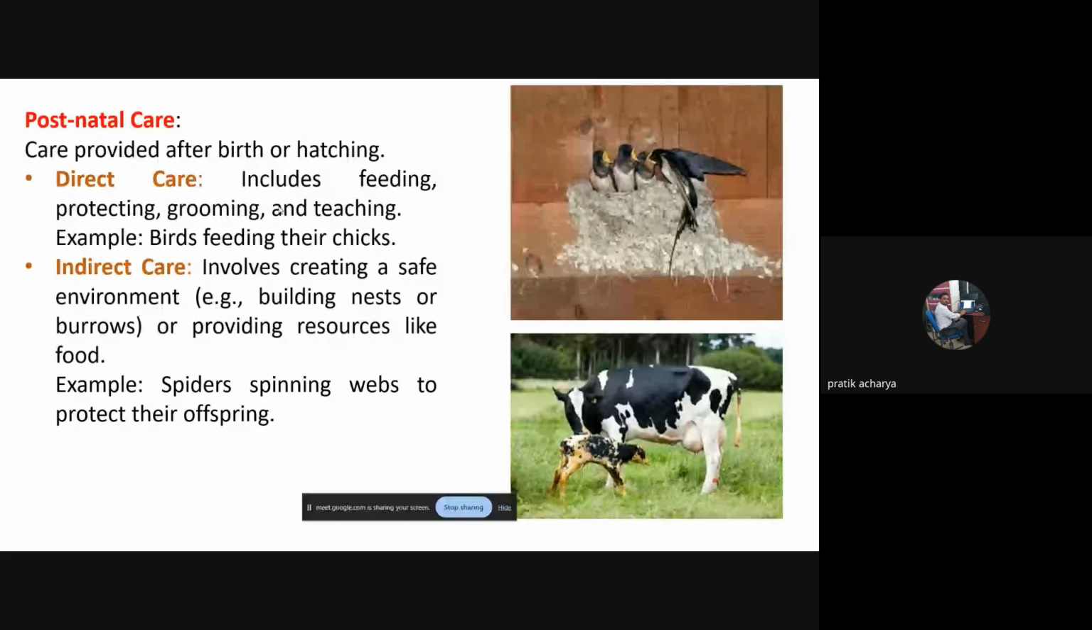So postnatal care can be of two types. One is direct care, which includes feeding, protection, grooming, and teaching. Indirect care involves creating a safe environment, building a nest, providing resources like food. All these are indirect care for postnatal care. When we are building a house, it doesn't mean that it is for our children, but indirectly our children are getting benefits from this house. So this kind of effect comes under the indirect effect of postnatal care.